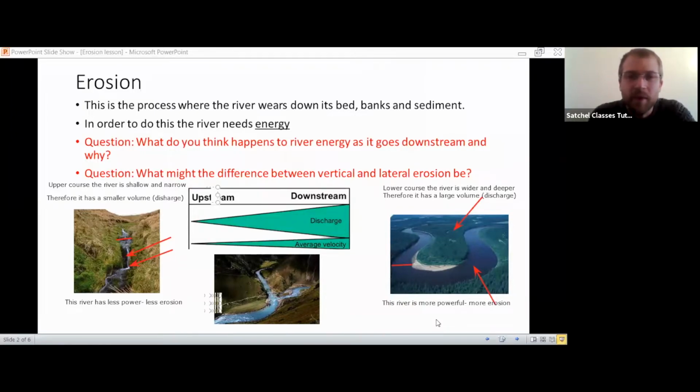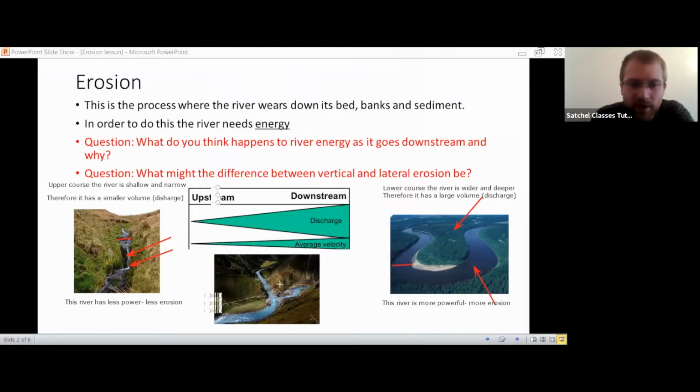We might see that the bed and banks of the river might be deeper and wider, which is what we evidence here. Okay, so we can make the assumption that our river is gaining energy as it goes along its course. Okay, now we need to identify why that is happening, and that comes down to two different elements.